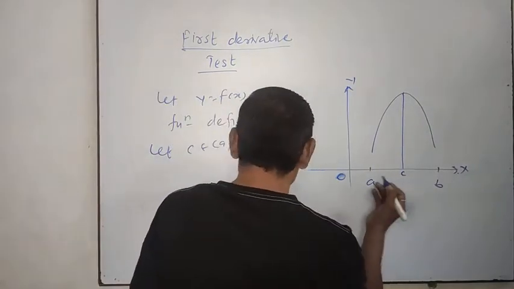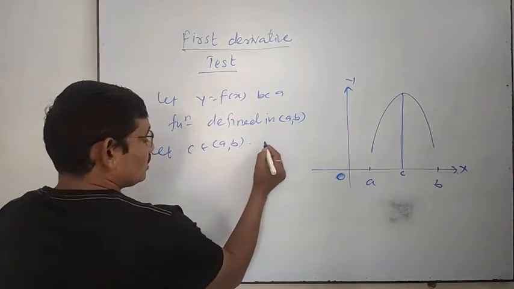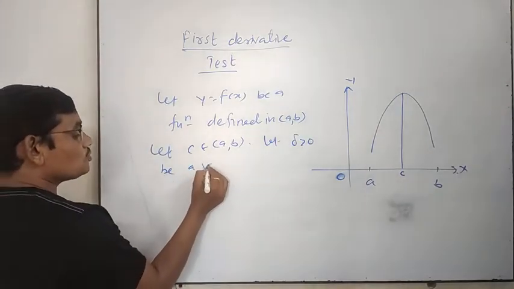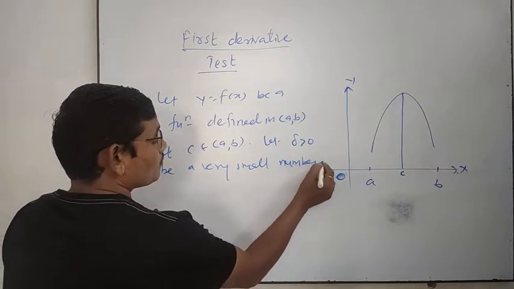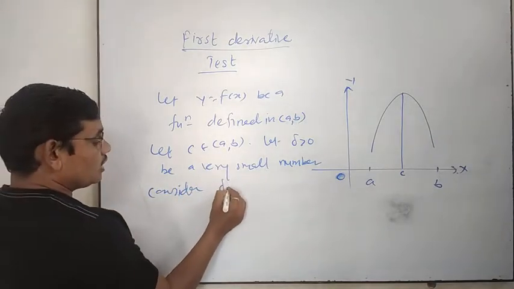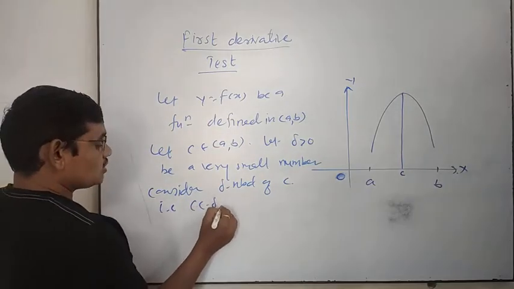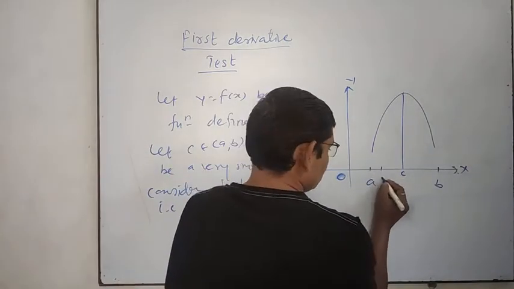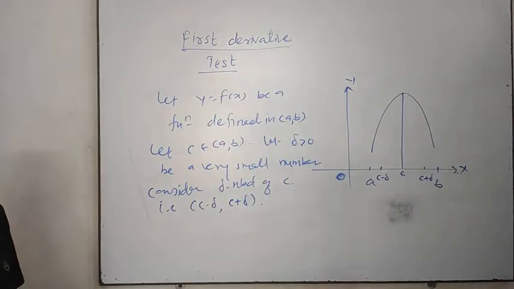Now we take a small delta neighborhood of point C. Let delta be greater than 0, a very small number. Consider delta neighborhood of C, that is C minus delta comma C plus delta. So we consider here delta neighborhood of point C, C minus delta, C plus delta.